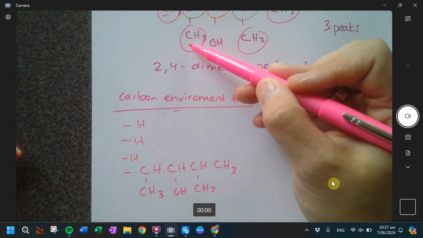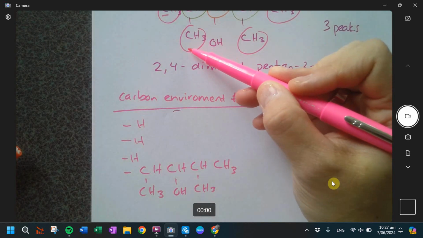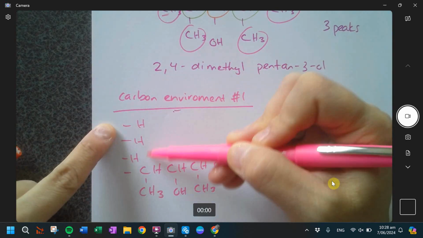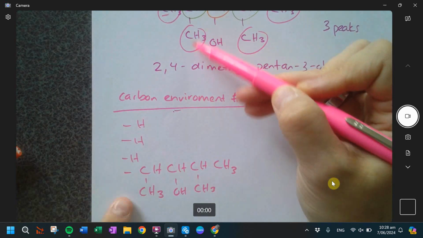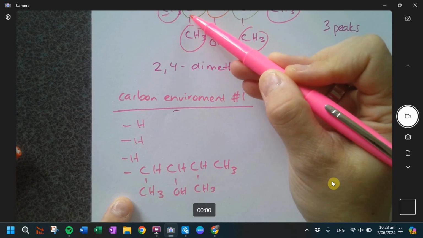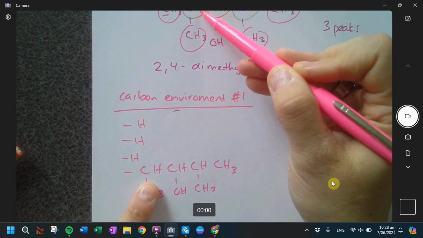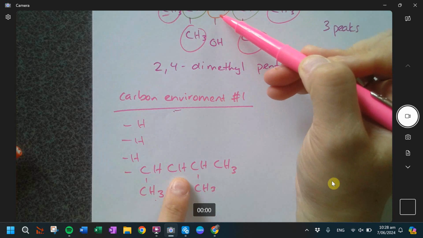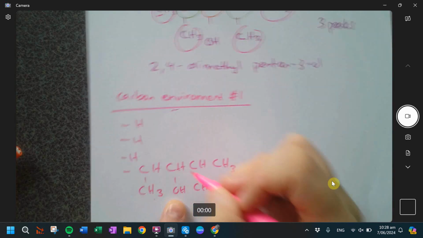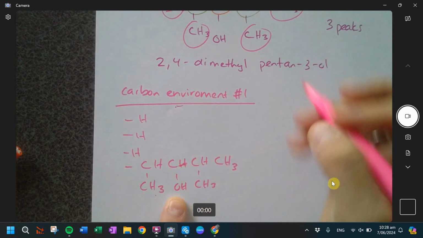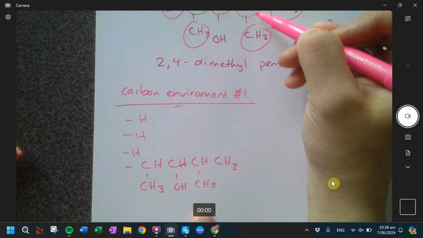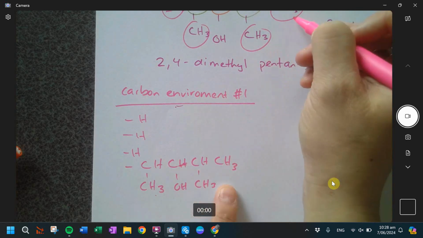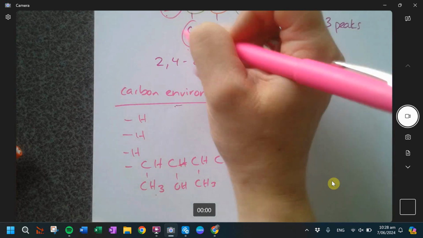When I look at this carbon here, does it have the exact same setup? So I see this CH has three hydrogens attached to it. I see that the carbon attached to that one is CH, CH. It has a methyl branch like that. It has a CH here with an OH. It has a CH attached to a CH3 and then another CH3. So you see how this one and this one have the same list.